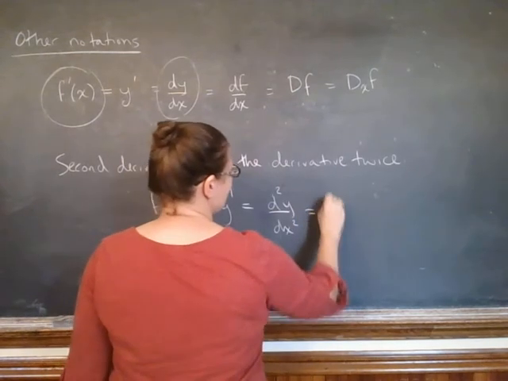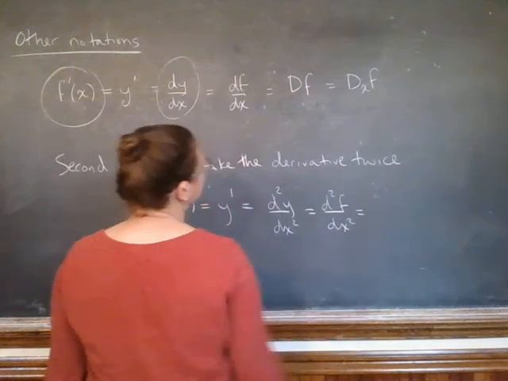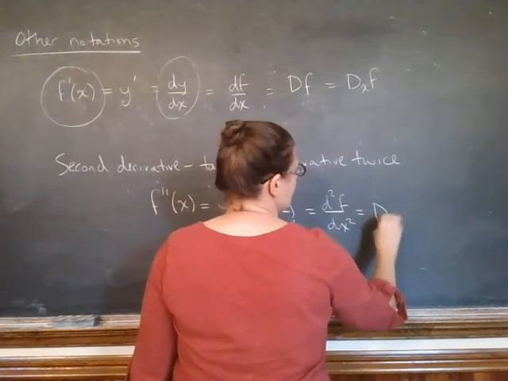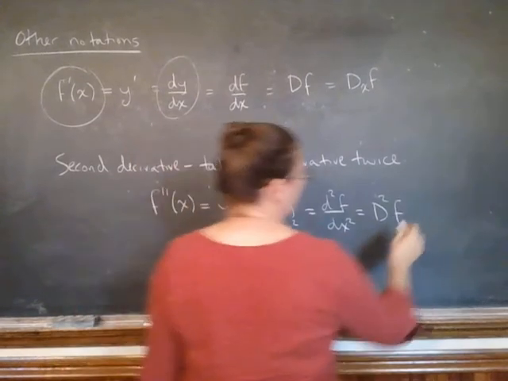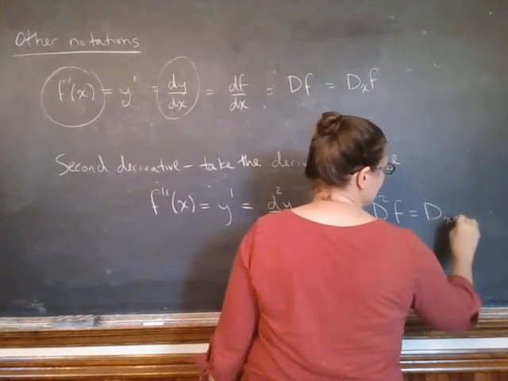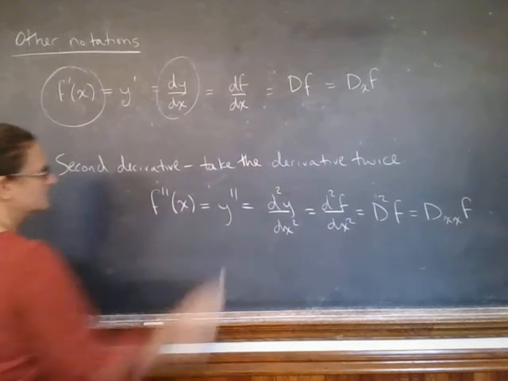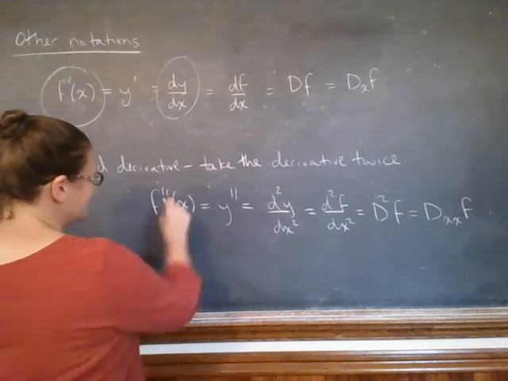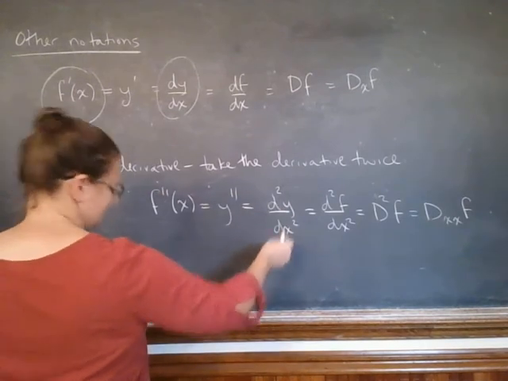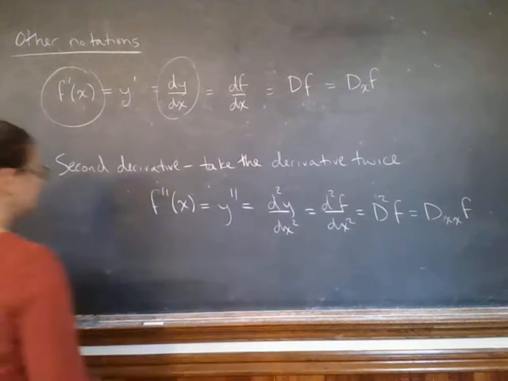If I have an f, it's the same. Here, you might see that, or you might see something like this. Okay, but again, two primes, or d squared y dx squared. So those are the ones that we're likely to use.